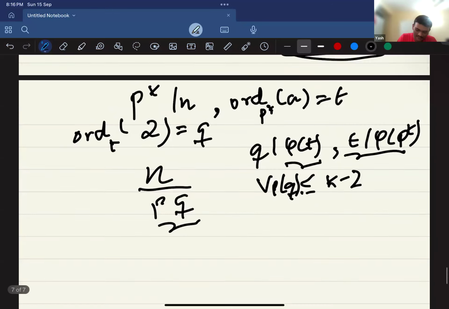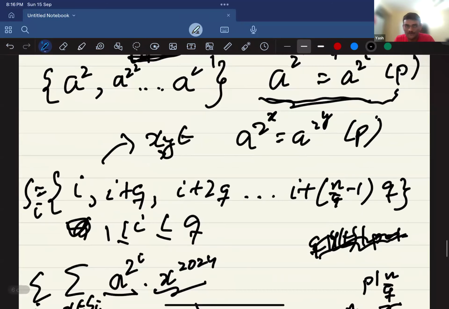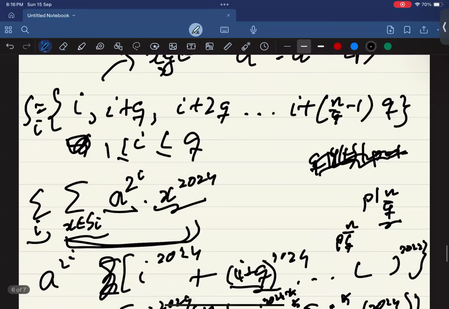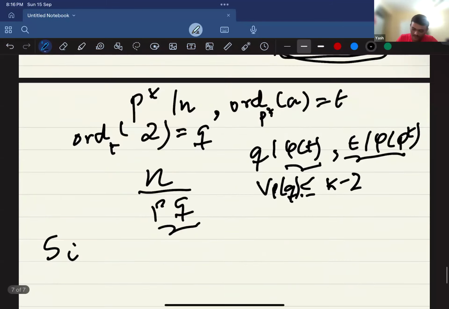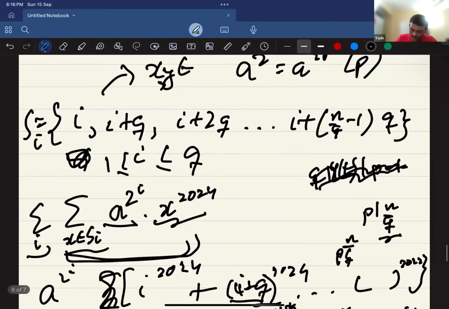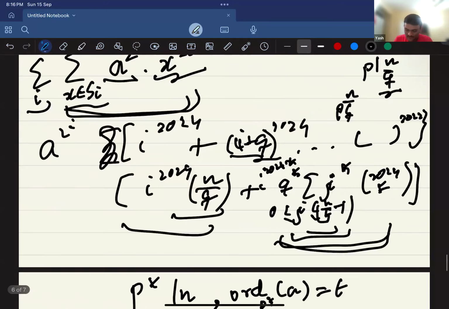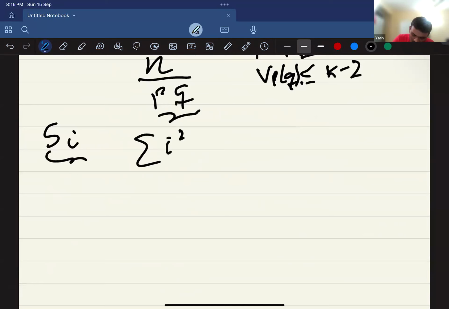I won't repeat what SI was. SI is the same here. Look at it, probably note it down if you have a copy or something. I'll just carry this over, and then I'll again evaluate by the binomial theorem. So I'm evaluating the SI, not the entire sum. I'm fixing SI first, and then I'm doing something similar to this. So it's pretty much again i to the 2024.